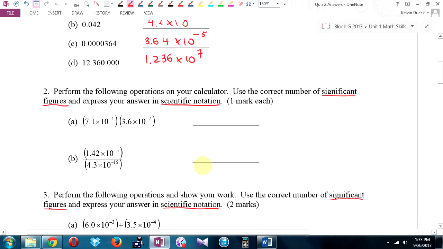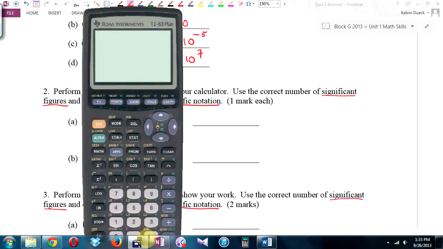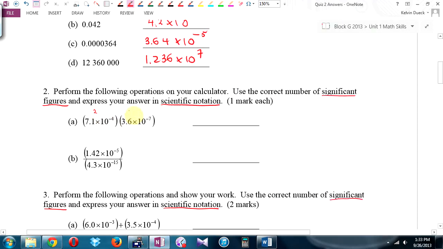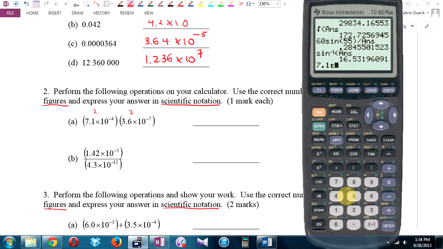Number 2, perform the following operations on your calculator with the correct number of sig figs and answer in scientific notation. Well, the first one is multiplying. That's 2 sig figs. That's 2 sig figs. My final answer is going to be 2 sig figs. Turn the calculator on, 7.1, scientific notation button. I'm not going to go times, I'm not going to go 10 to the power of. I'm going to use that scientific notation button to replace all of that.